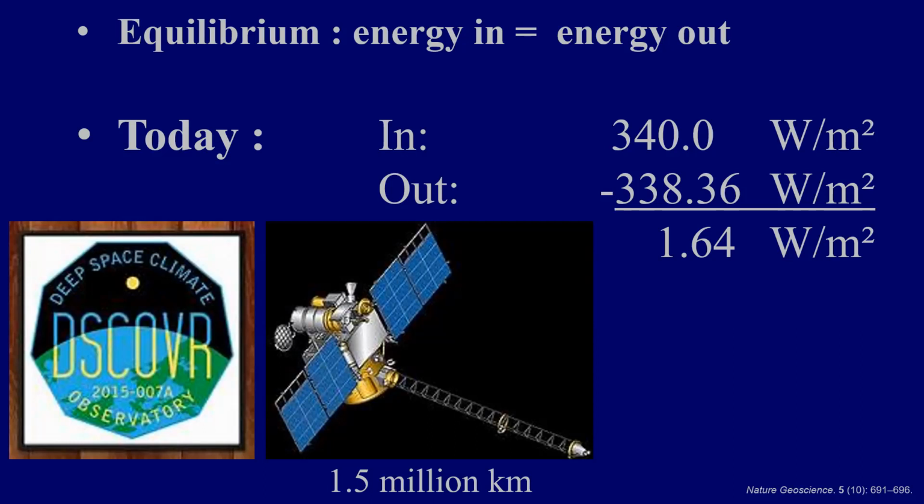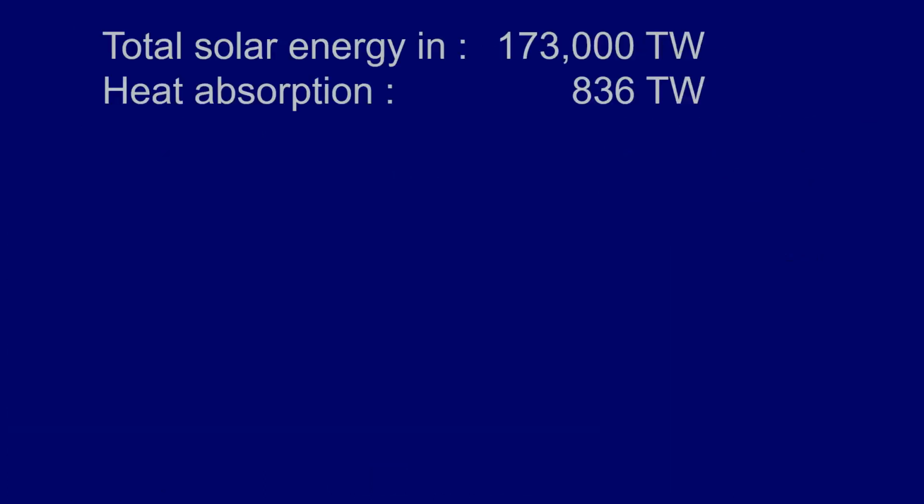We know this very precisely, that this is exactly 1.64 watts per square meter on average, because of the Discover satellite launched in 2015 that can observe the Earth in all the wavelengths, and therefore can measure exactly how much energy comes in and goes out. So this is a number that's having a great effect. Because of the total solar energy coming in of about 173,000 terawatts, only, let's say, 836 terawatts remains in the air, on the planet. So this 836 terawatts is 836,000 gigawatts.